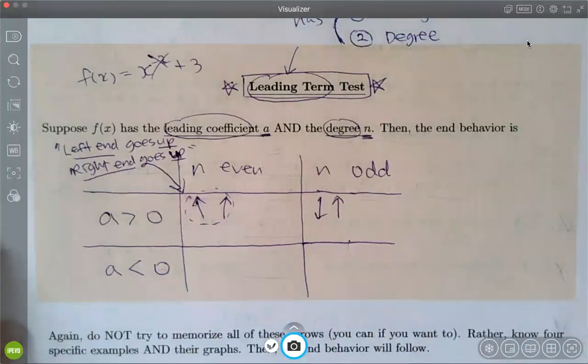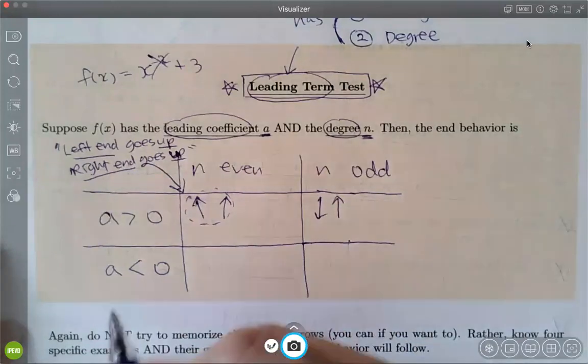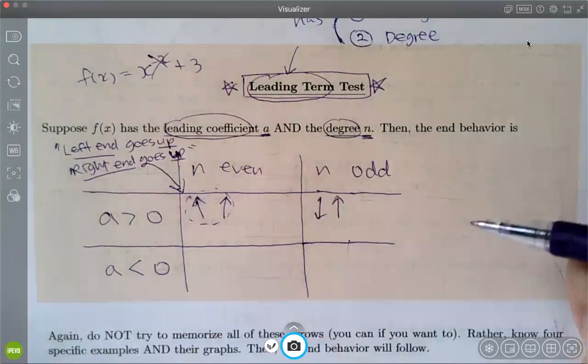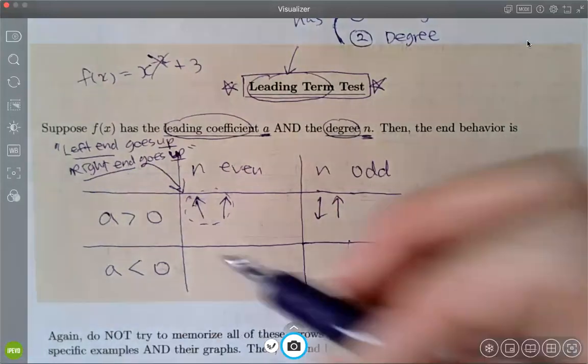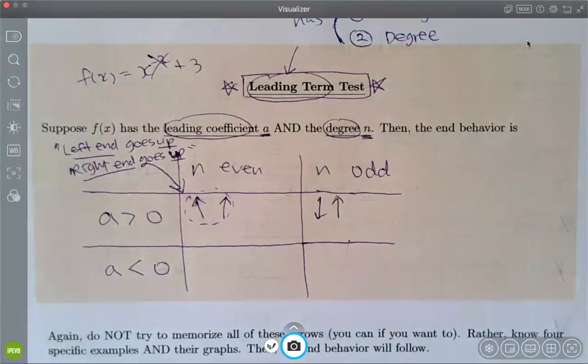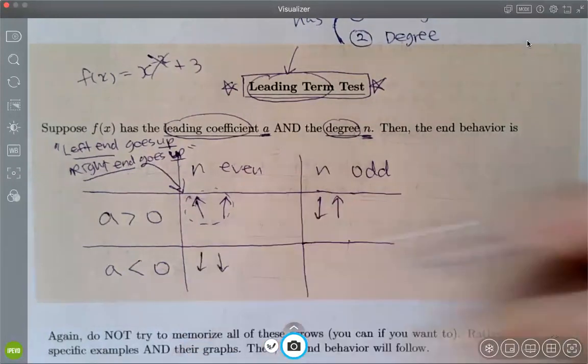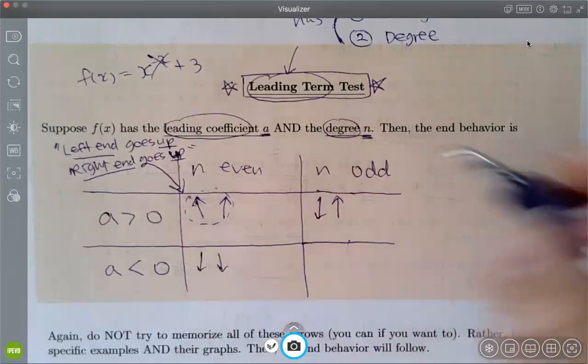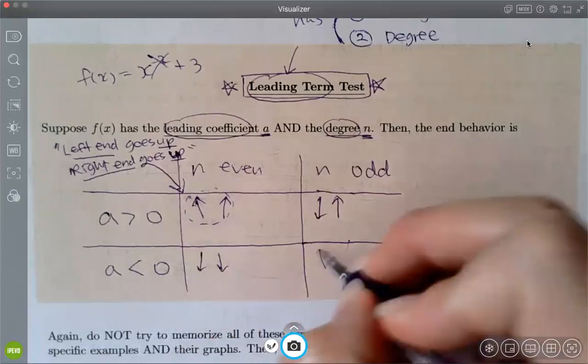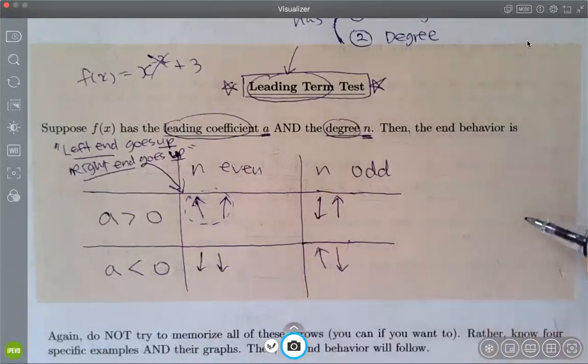Okay, and now, negative leading coefficient. So what do you expect to happen? All of the arrows will be flipped. So what does that mean? If the degree is even, we'll have down, down. And for the odd degree, we'll have up, down.